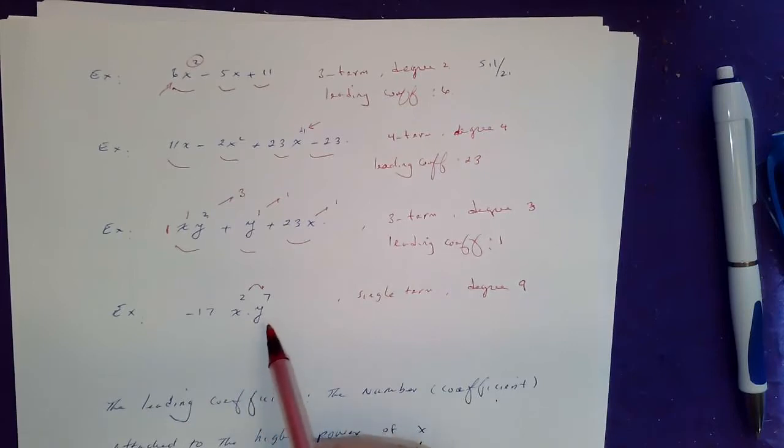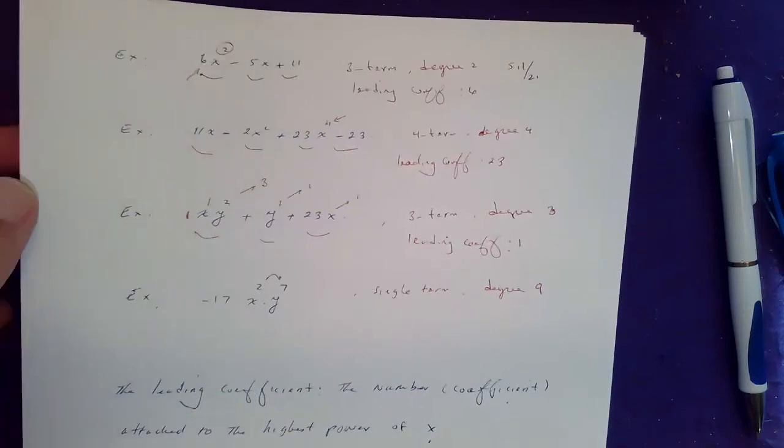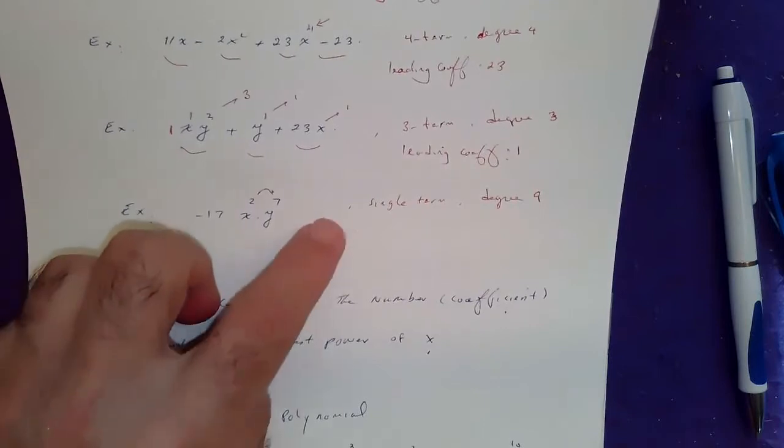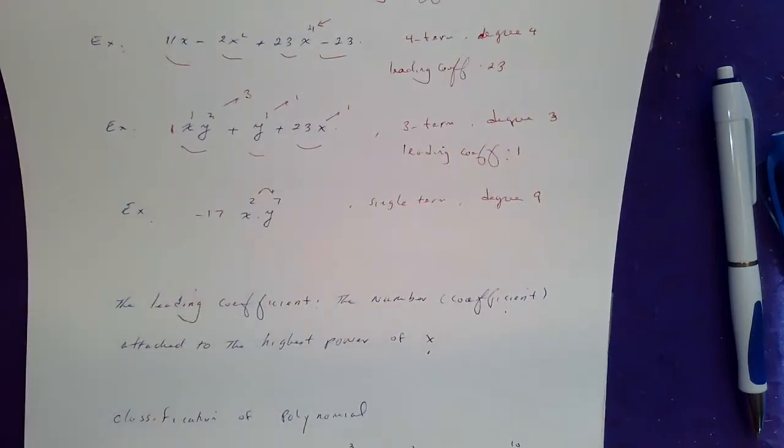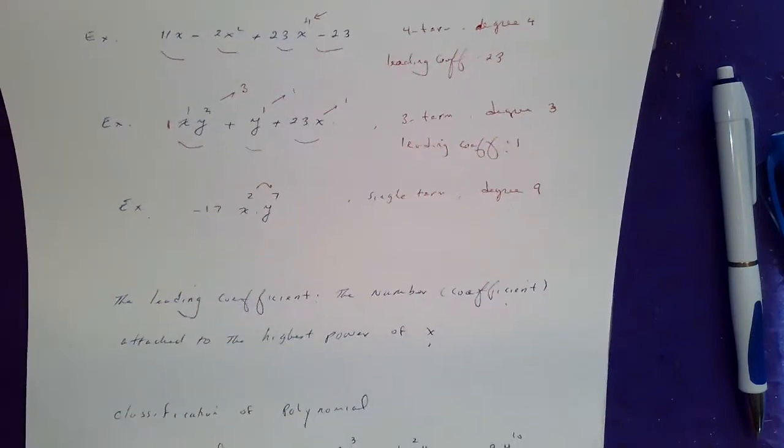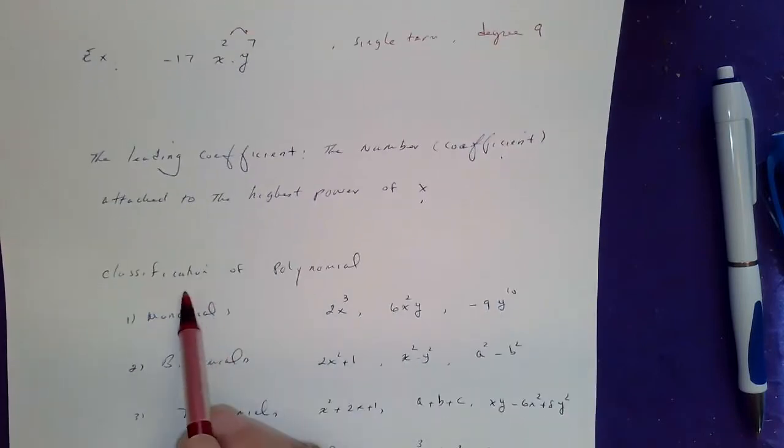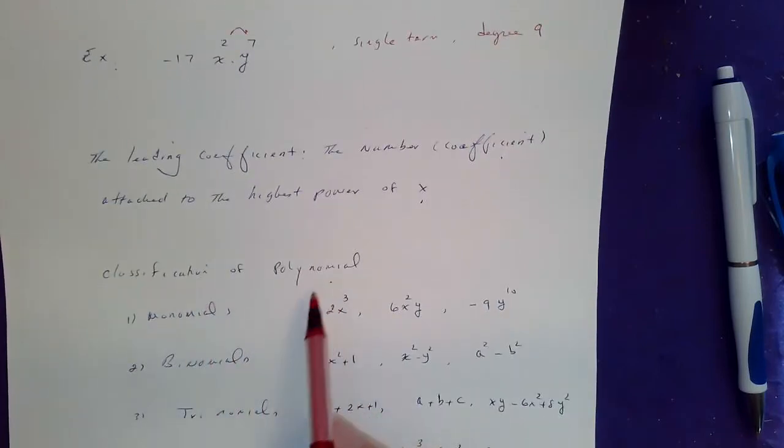There is no leading coefficient in a single term because it doesn't lead, because there is nobody following this. This is the only term in the expression. So that leads us to classification of polynomials.